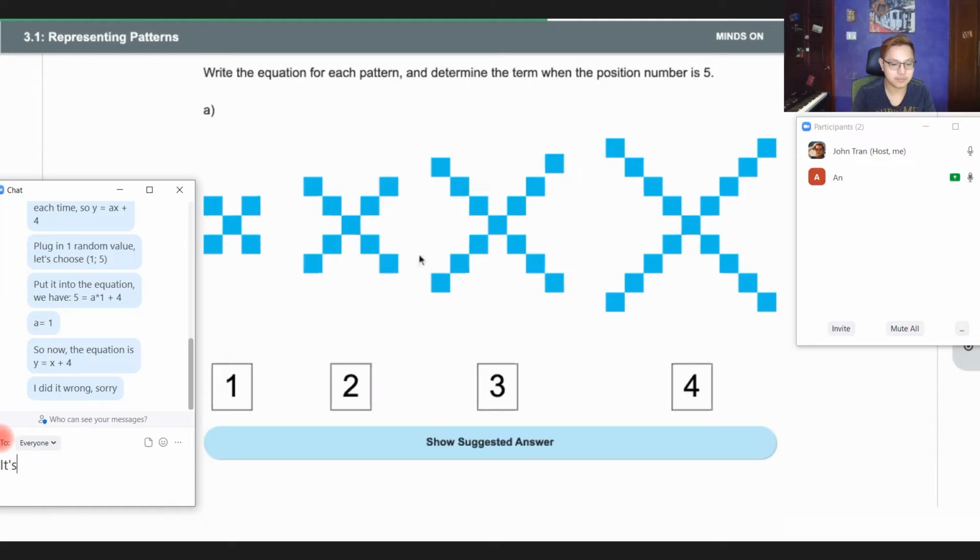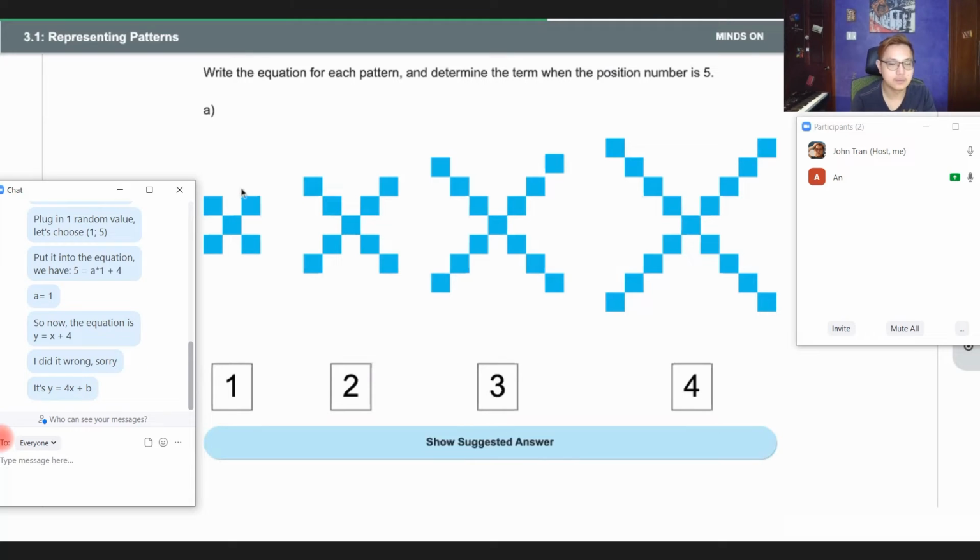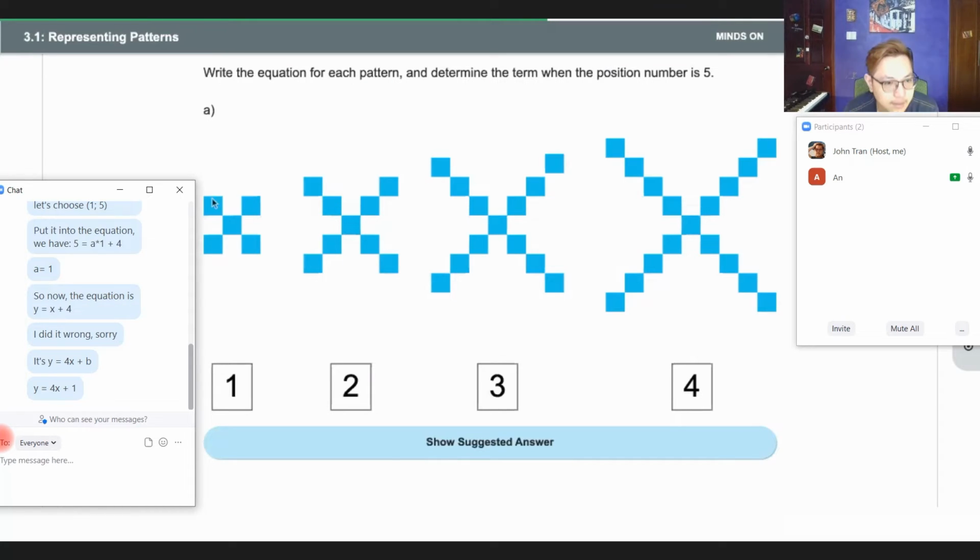So I think this is the number multiplied by 4 and then plus 1. So you got 1 right here, and then you multiply by 4, so you got 4. Then you add 1. y equals 4x plus 1. And then 2 multiplied by 4 is 8, and then you add 1. So sometimes when you got it and then you recheck, plug it back in, and see, oops, something's wrong, then you know that something's really wrong. You have to go back. So it's y equal to 4x plus b.